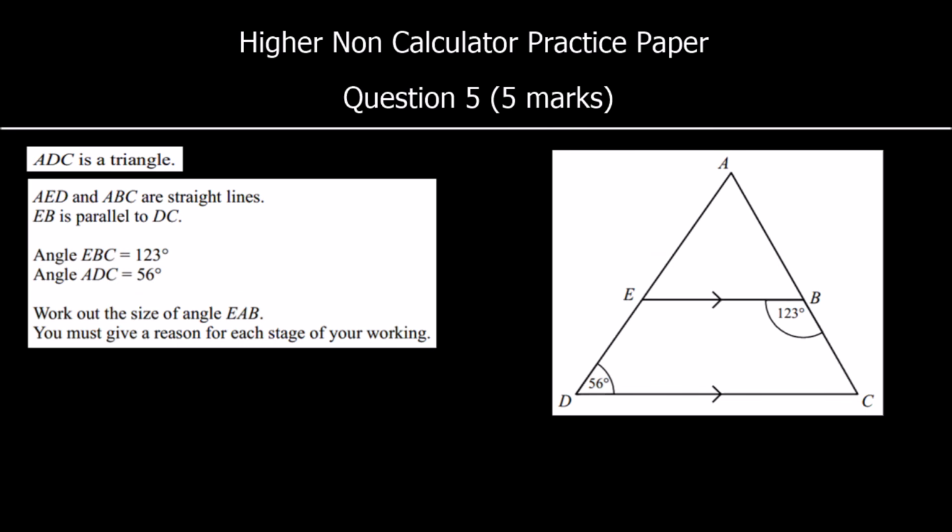Okay, one for you to try. Give this one a go. So it's the same question. Remember, we need to give a reason for each stage of our working, otherwise we won't get all of the marks. So we need to say that AEB is 56 degrees because they are corresponding angles.